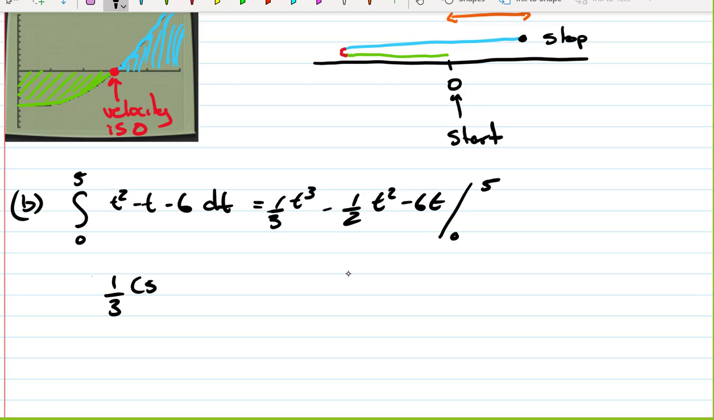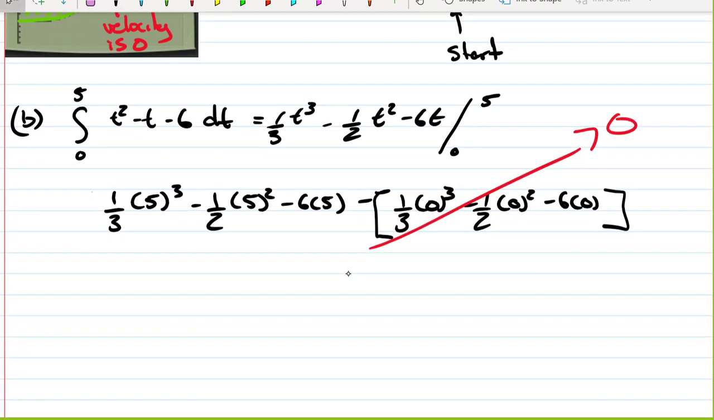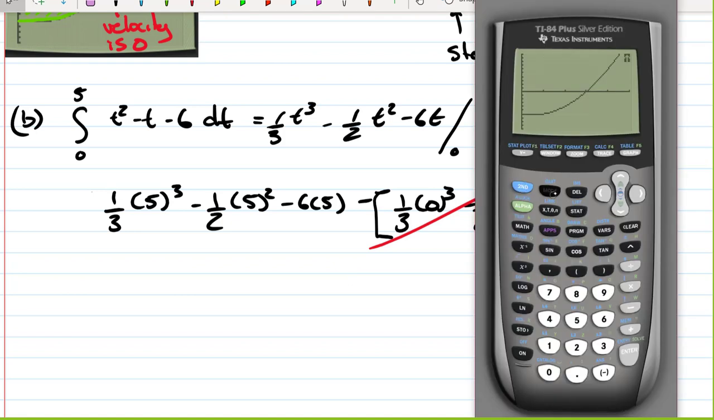So that's going to be 1/3 times 5 cubed minus 1/2 times 5 squared minus 6 times 5, minus the other terms, which are all going to be 0, because 0 times anything is 0. It's too early to do arithmetic, so we have 5 cubed over 3 minus 5 squared over 2 minus 6 times 5. And we get negative 5/6.